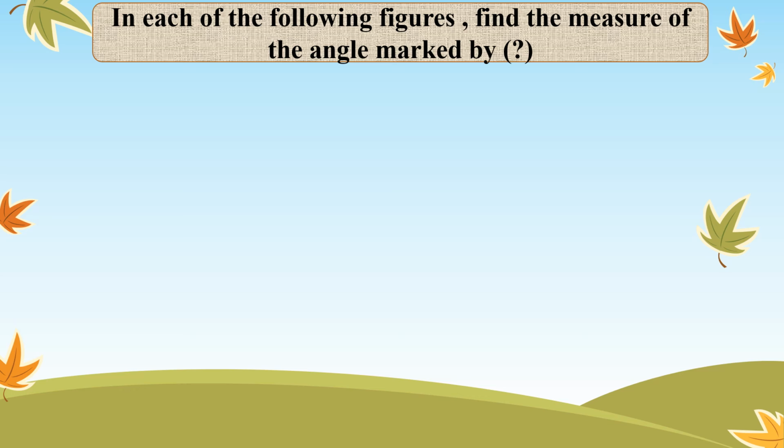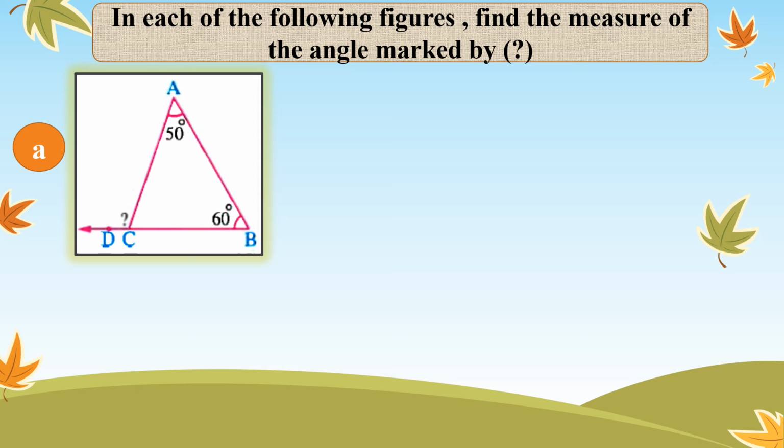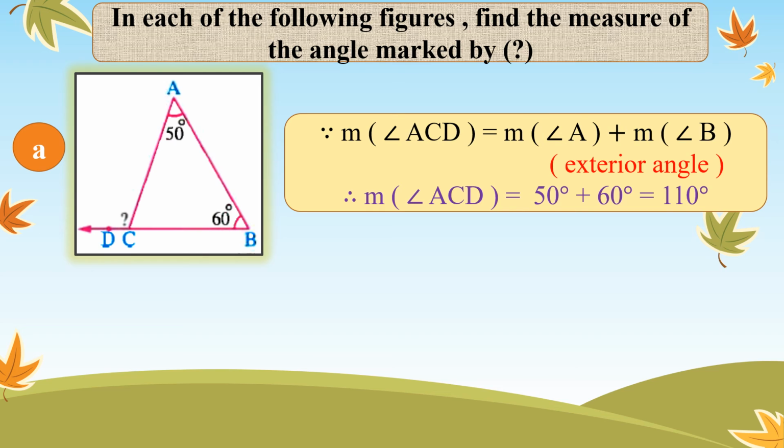In each of the following figures, find the measure of the angle marked by a question mark. Here, I want measure of angle ACD. Okay, angle ACD is an exterior angle for the triangle ABC. So measure of angle ACD equals measure of angle A plus measure of angle B, which is equal to 50 plus 60, which is equal to 110 degrees. Since angle ACD equals measure of angle A plus measure of angle B because it's an exterior angle, measure of angle ACD equals 50 plus 60, 110.